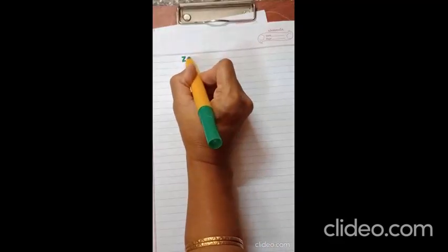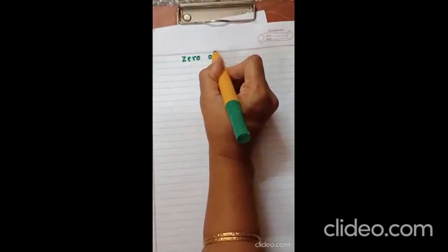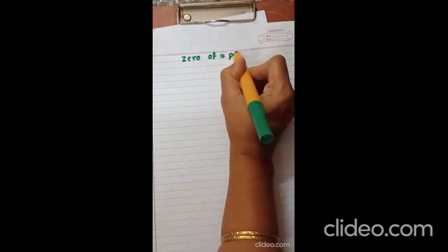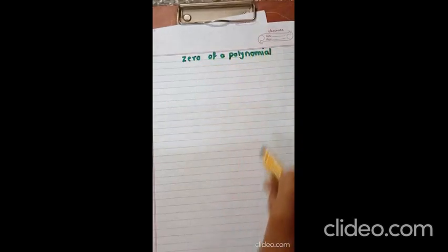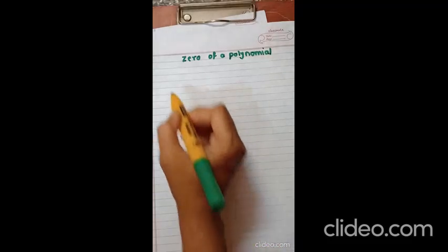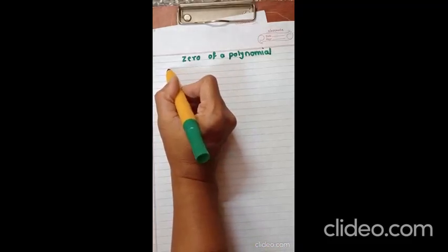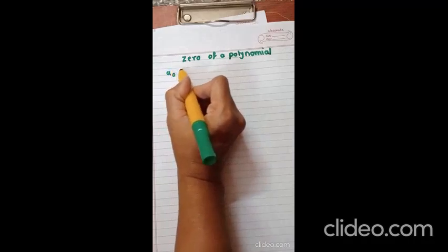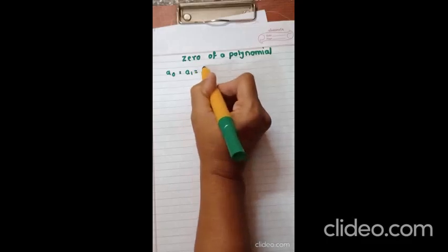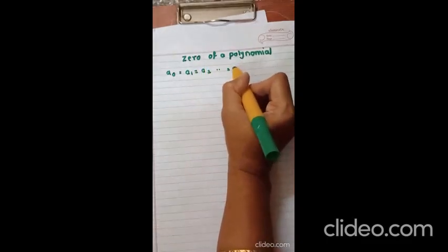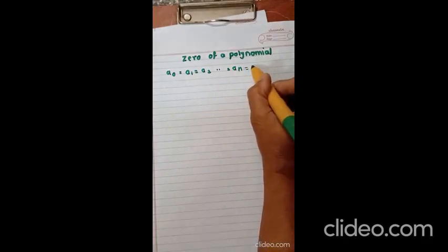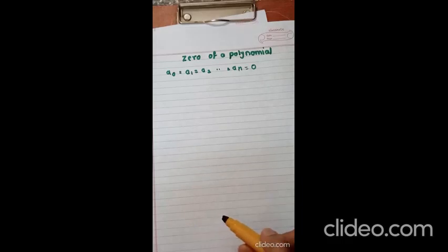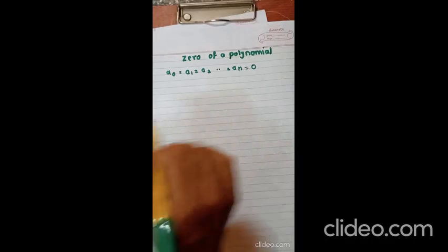Let us see what is zero polynomial. If I replace all the constants with 0, for example in a polynomial a0, a1, a2, up to an, all these constants are replaced by 0, then this becomes the 0 polynomial. So the degree of a 0 polynomial is not defined.